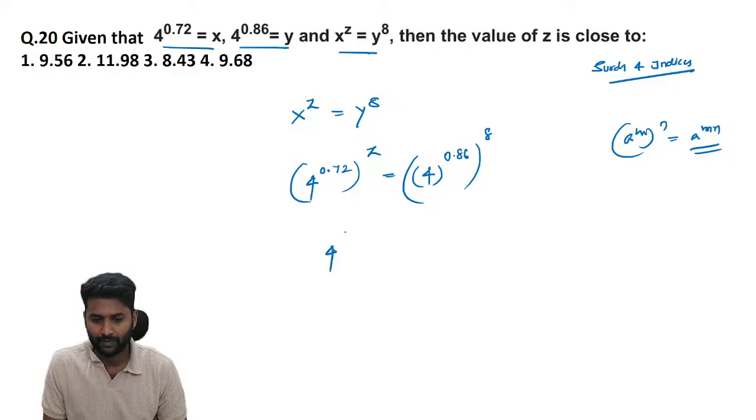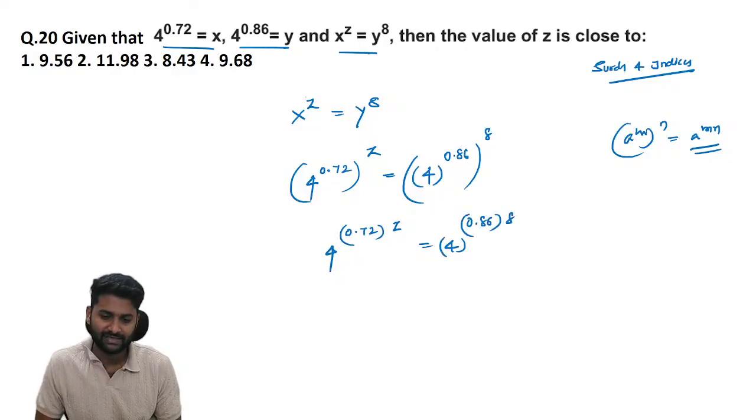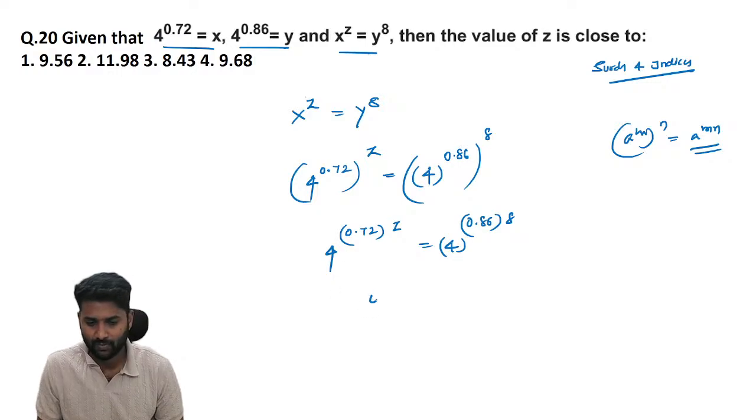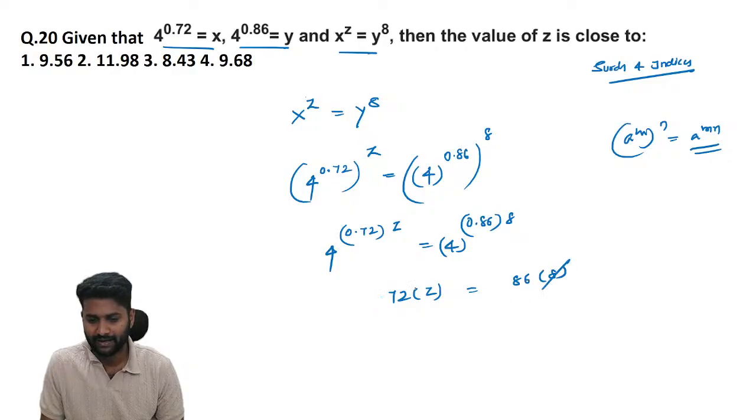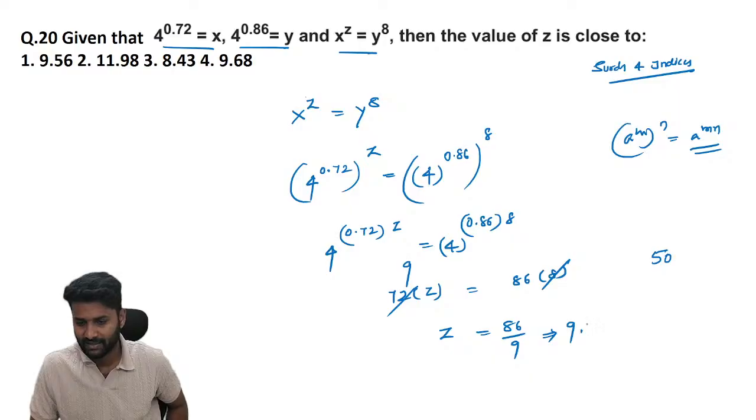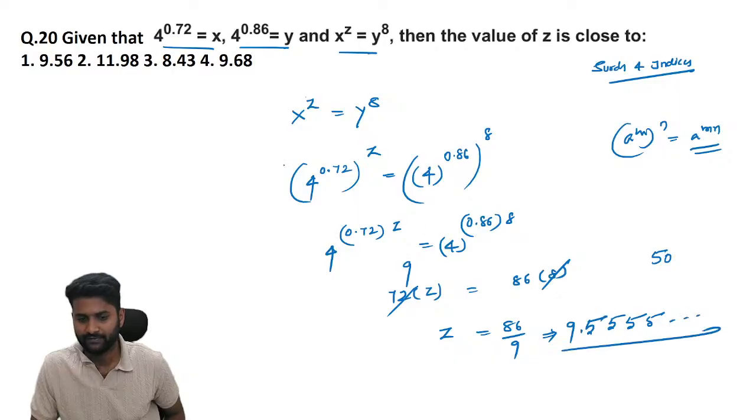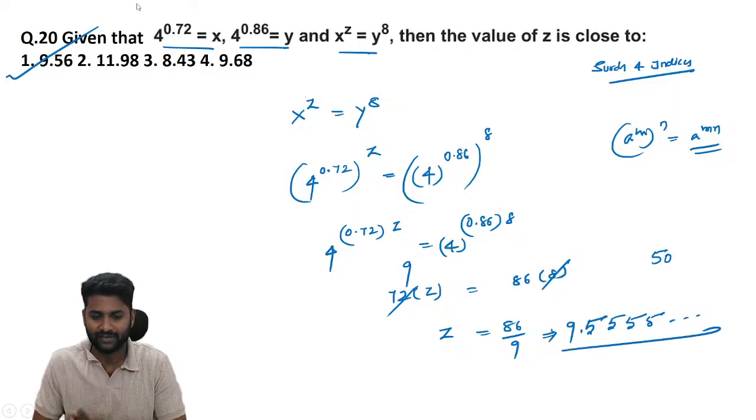So you will get 4 power 0.72 into z and 4 power 0.86 into 8. If bases are the same, then equate the powers. So 0.72 into z is equal to 0.86 into 8. You can cancel 0.72 as 0.08 exactly 9 times. Now the value becomes 86 divided by 9. So 9 into 9 is 81, and then we consider the decimal. 9 into 5 is 45. So it's 9.5555 and so on. Then according to the options, 9.56 is the correct answer.